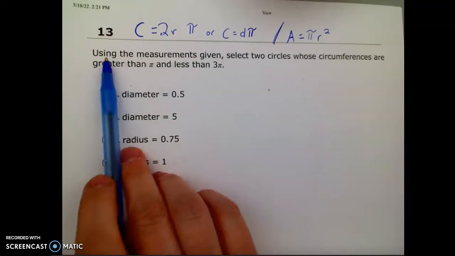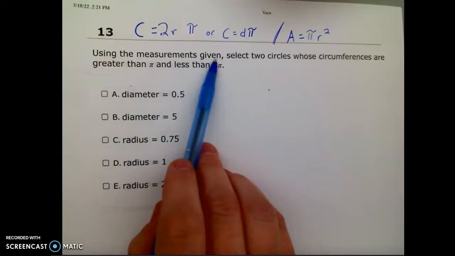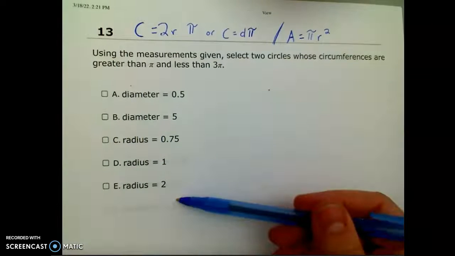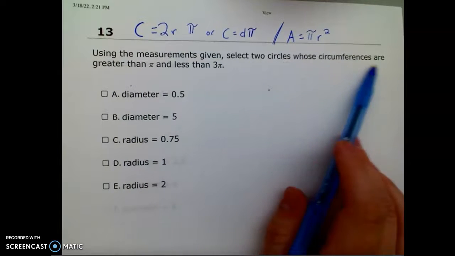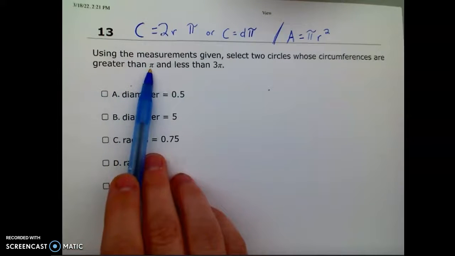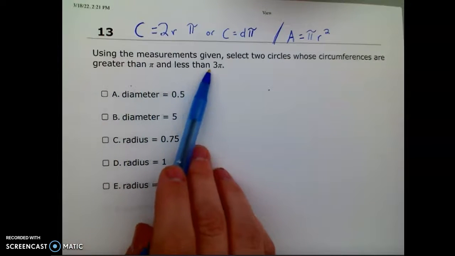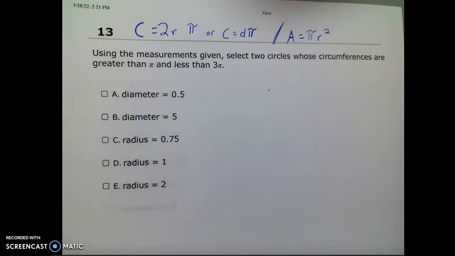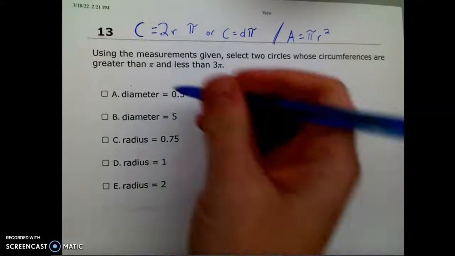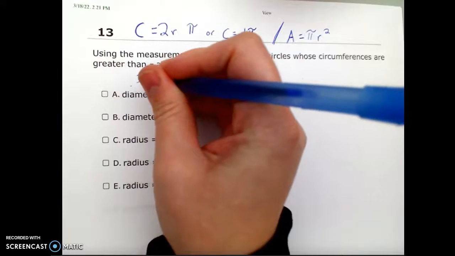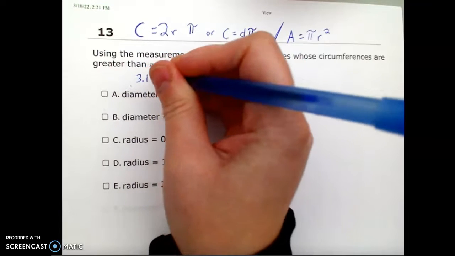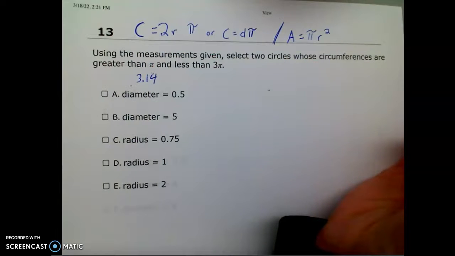Number 13 says, using the measurements given, okay, these measurements, select 2 circles whose circumference are greater than pi and less than 3 pi. Okay, so before I start finding any circumference, I'm going to remember that pi is approximately 3.14 if I round it off.